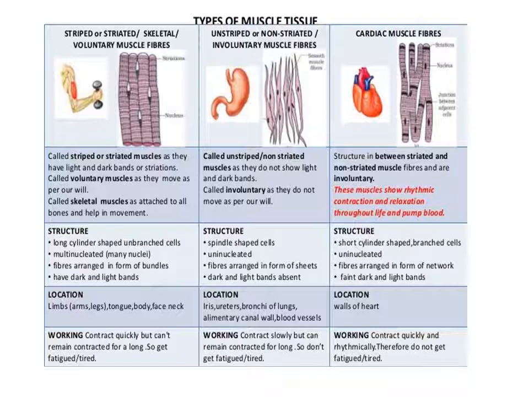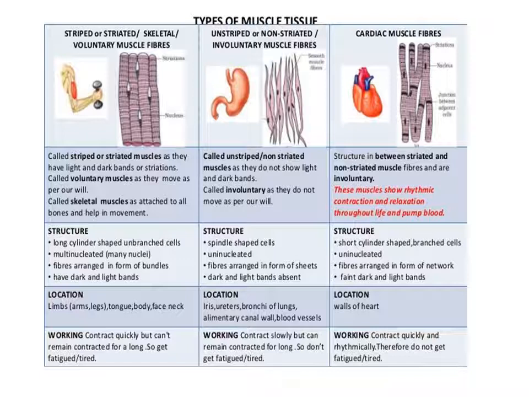called striated. Location: they are present in the limbs, tongue, body, face, neck, any part of the body which you can move on your wish. There you will find your striated muscles. Now how do they work? They contract quickly but cannot remain contracted for a long time. That's why we get tired. That's why these muscles get fatigued and we feel tired.